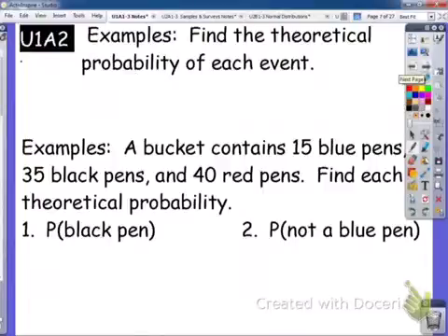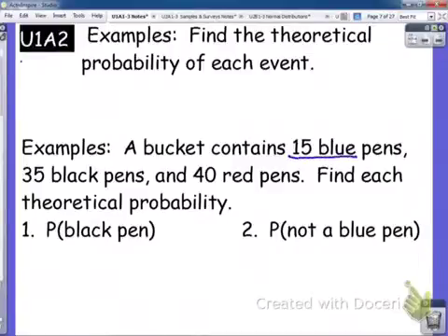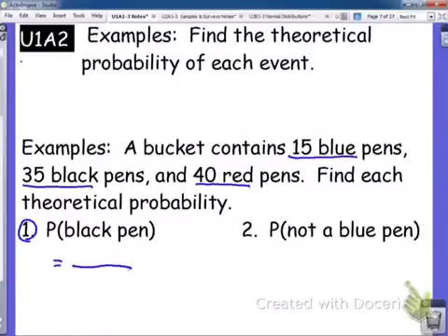Let's look at examples of theoretical probability. A bucket contains 15 blue pens, 35 black pens, and 40 red pens. Find each theoretical probability. So, number one, what's the probability of reaching into the bucket blindfolded? They're all mixed up in there, and I pull out a black pen. What's the probability? Well, that's equal to the total number of successful outcomes, which would be, how many black pens are there? There's 35.